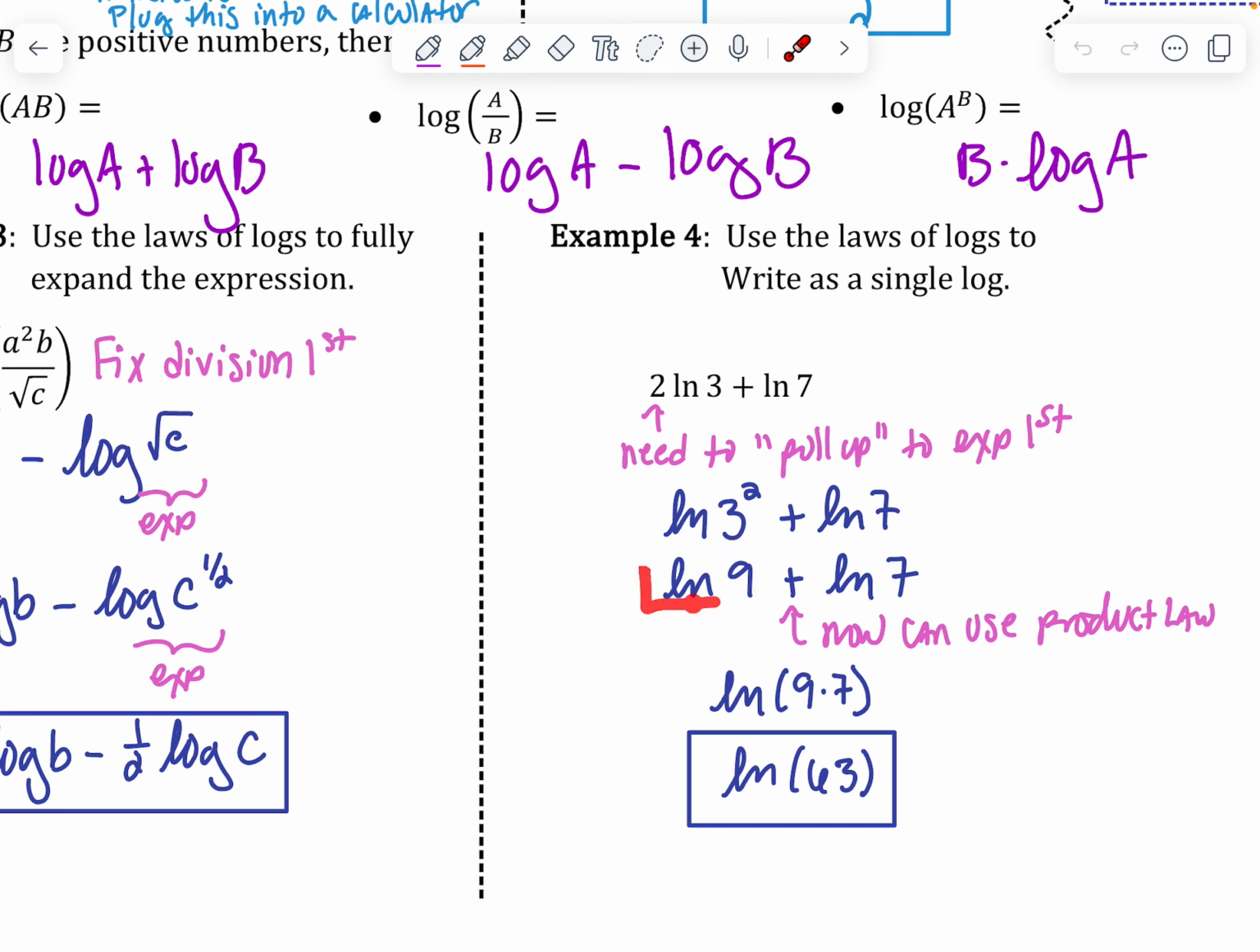So I actually need to pull that exponent up front first so that I really have 3 squared, which is 9. Now that I have just a natural log on the left and a natural log on the right of my plus sign, I can use the product rule backwards to say they were originally a product of 9 and 7 and get a final answer of natural log of 63.